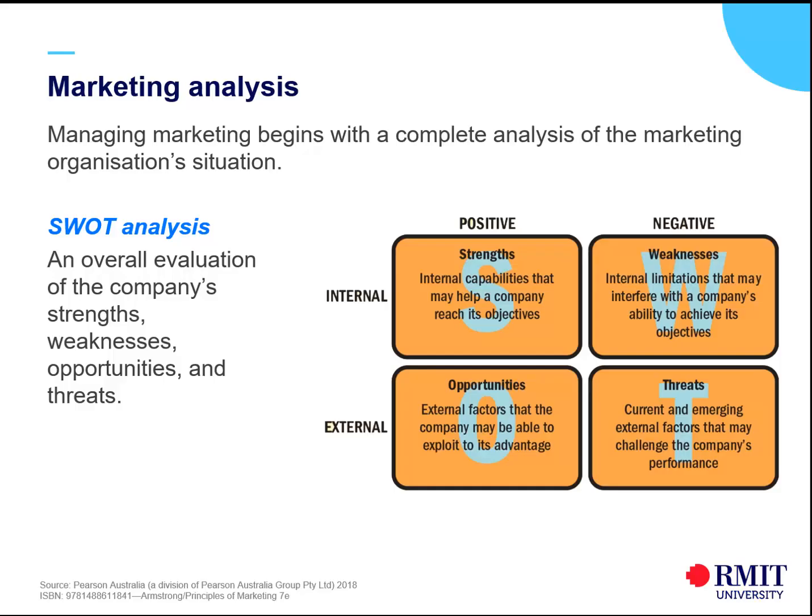So when we undertake some marketing analysis, basically managing marketing begins with a complete analysis of the marketing organization's situation. So we'll have a look at the category and the segments, and we'll try and understand where the growth is and what's driving growth. At the end of that, we'll look at what we call the SWOT: the strengths, weaknesses, opportunities and threats for the organization.